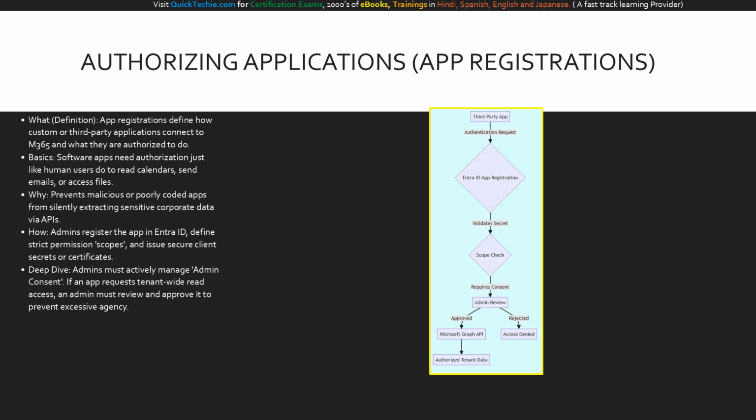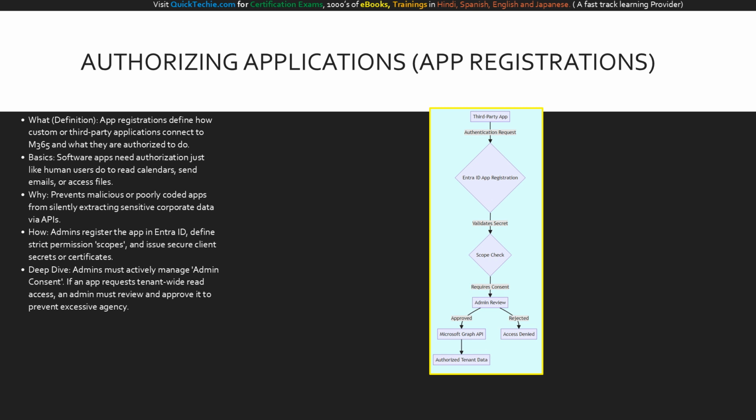You give the app a digital identity like a certificate or a client secret so it can authenticate. Most importantly, you control admin consent. If a third-party app requests the authorization to read all emails in the entire company, you must review and explicitly approve that request. Treating application authorization with the same rigor as human authorization prevents silent data exfiltration.